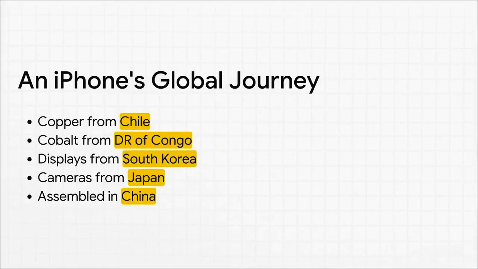Seriously, think about it. A single smartphone is a modern miracle of global collaboration. You've got copper mined in Chile, cobalt from the Congo, these incredible high-tech display panels made in South Korea, and cameras from Japan, all of it brought together and assembled in China. And none of those specialists had to barter with each other. They were all paid using a reliable system of money.